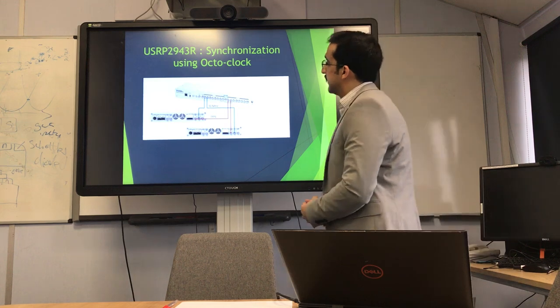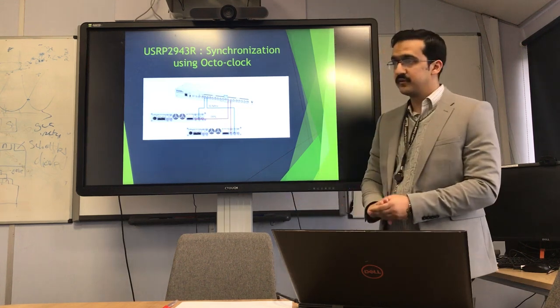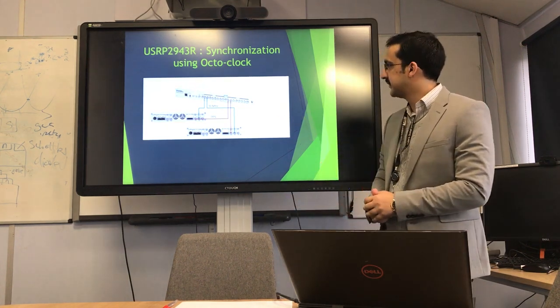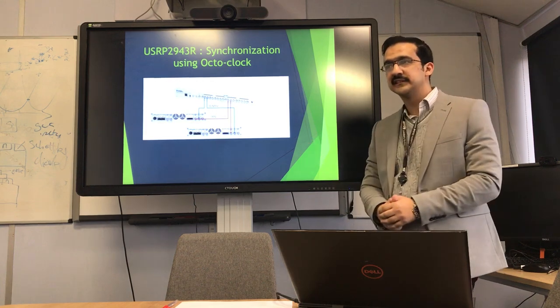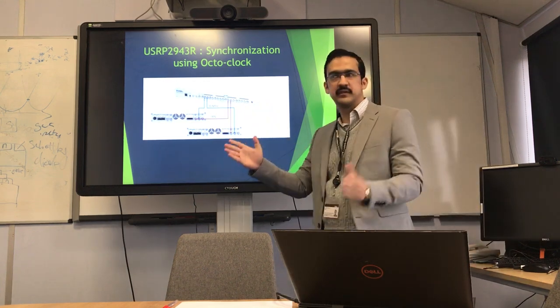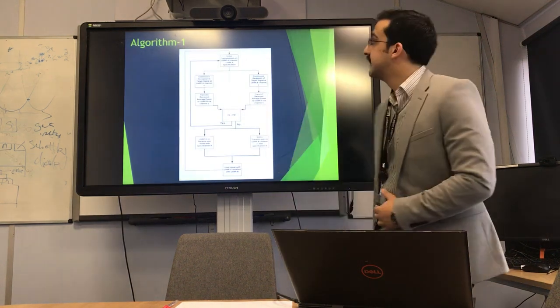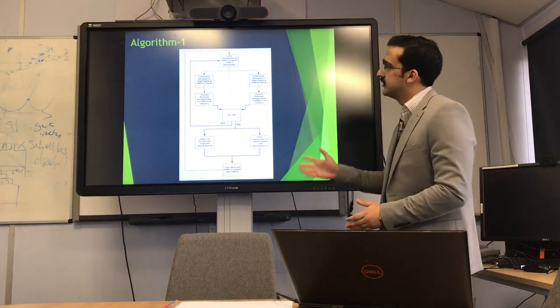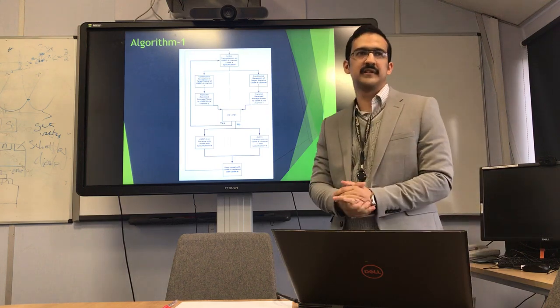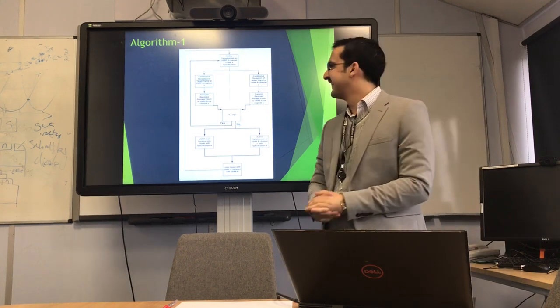If you want to synchronize 2943 devices, what do you do for that? It's a costly device, the OctoClock. So you just have to connect the OctoClock. You can synchronize up to 8 devices with that. Now I'm going to show you 3 different algorithms which are quite doable.